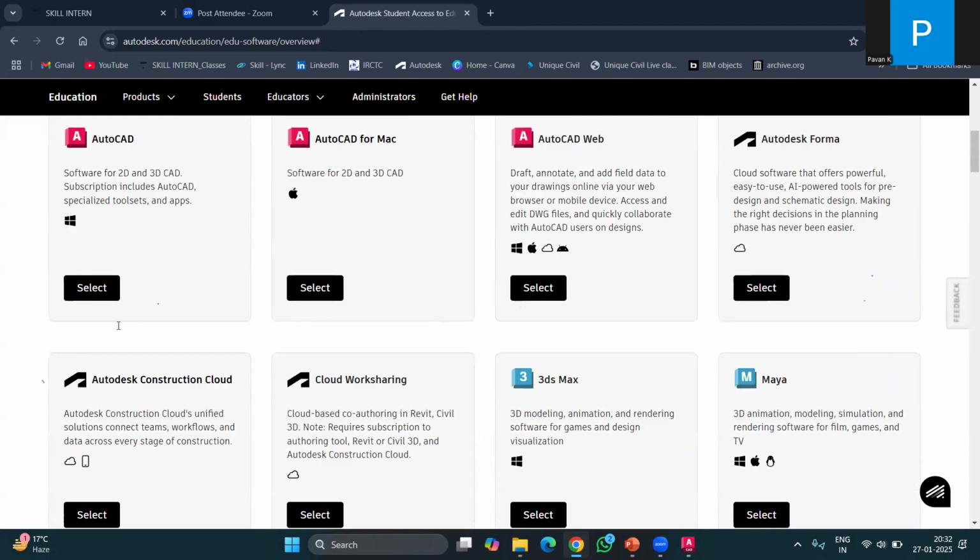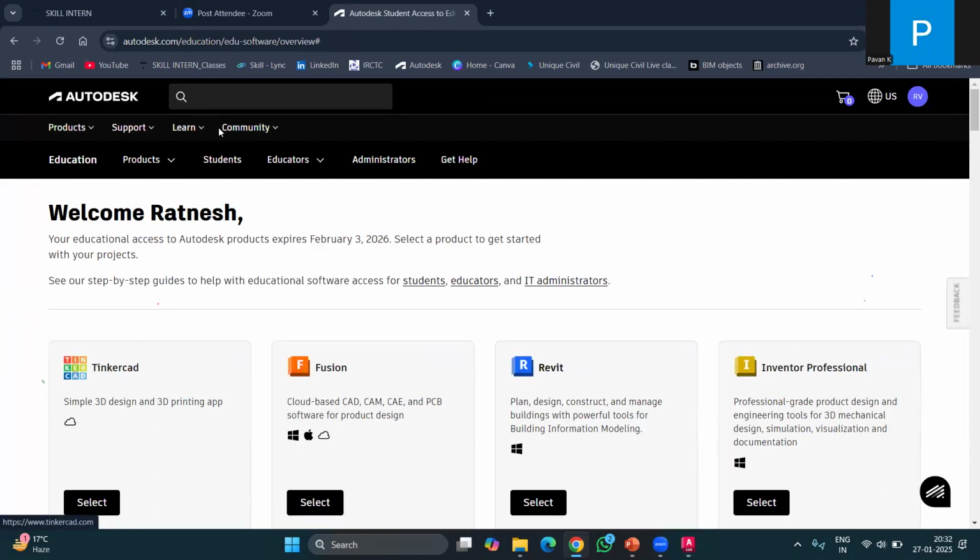So from here, you can install your AutoCAD. First, you have to sign up on Autodesk. Use your student ID to sign in, and then just search for AutoCAD and install the latest version here.